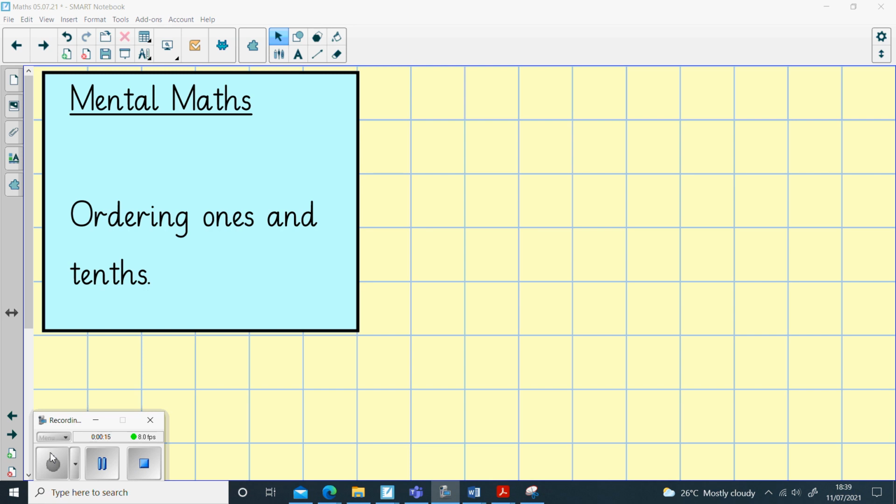So let's have a look at warming our brains up. We're going to use daily 10, but today we're going to be ordering ones and tenths. So some of the numbers on the screen will be decimal numbers, and I'd like you to start with the smallest first. So grab yourself a piece of paper and something to write with, and we will begin.